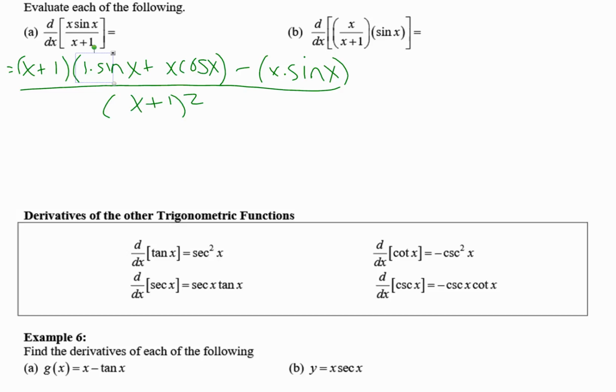All right, you can leave it or you can expand it. For the sake of time, I'm going to leave it. If you want to expand it, I'll check to see if you're right.